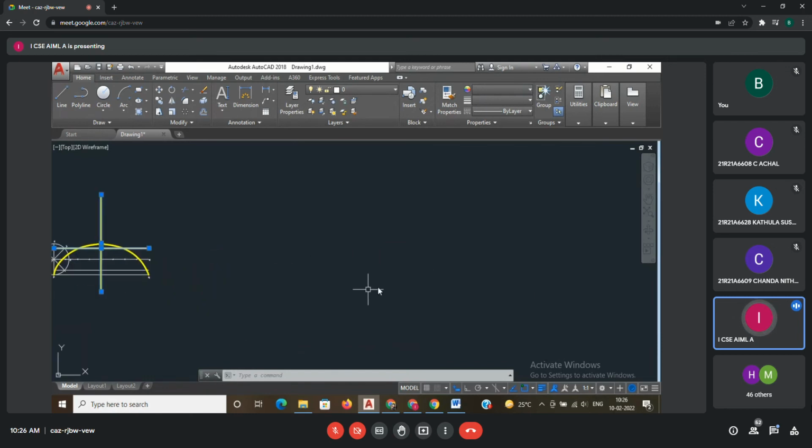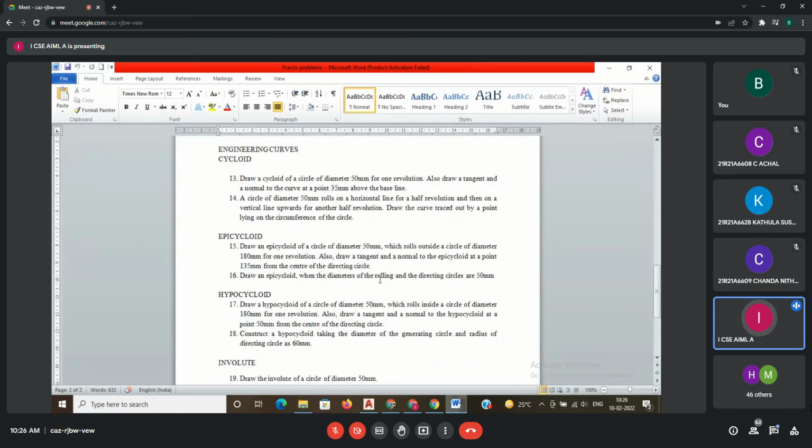Suppose if it is epicycloid, first we will solve only an epicycloid question quickly. Epicycloid or hypocycloid, they will give two diameters. Okay, they will give two diameters. Suppose they have not mentioned the word epicycloid.